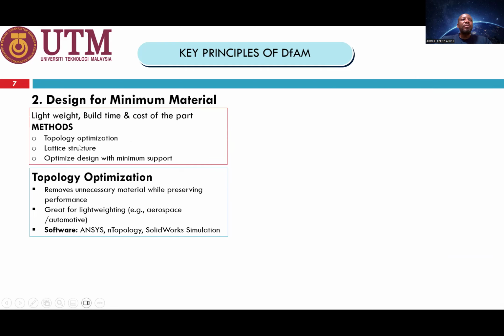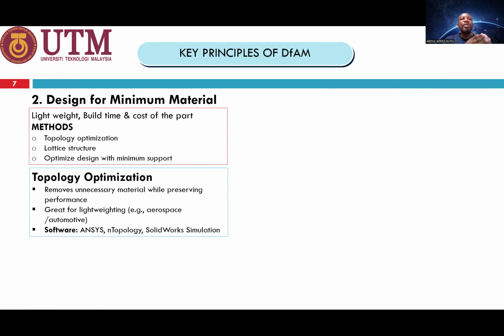So there are three main methods that you can use to produce material with light weight. The first one is topology optimization. You may also employ the concept of lattice structure, or you may use minimum support. So I will try to explain briefly each of these methods. Topology optimization is nothing but removing the unnecessary material while maintaining the mechanical property and performance of the component.